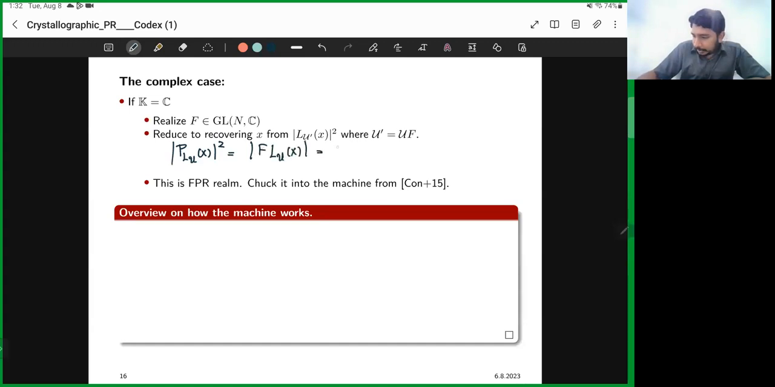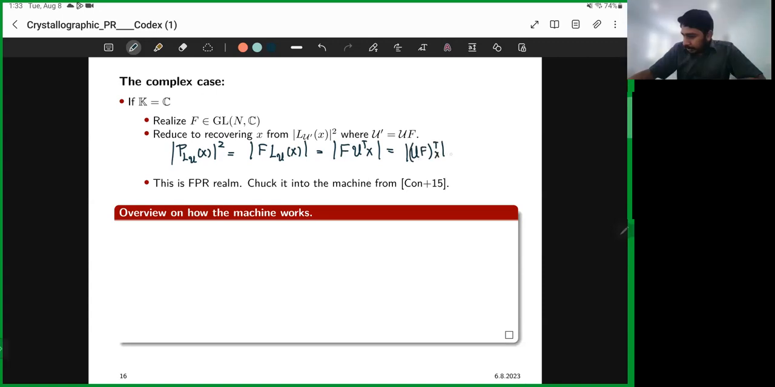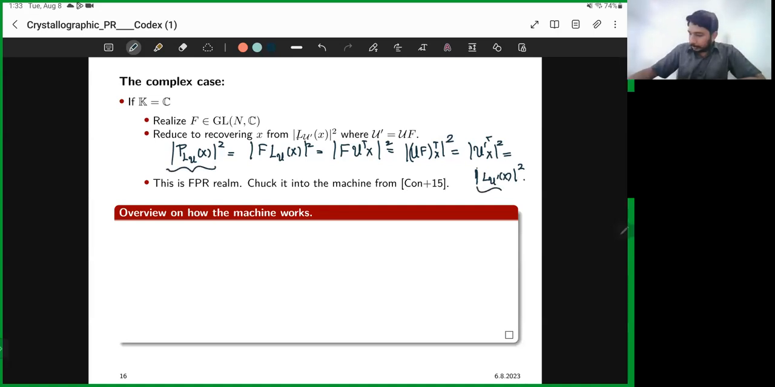Well, that's the same thing by definition, LU of X is U transpose X. This is something we realized: F is a symmetric matrix, so F is the same thing as F transpose. So this is UF transpose X. Well, that's U prime by definition. Oh, I'm leaving behind all the squares after telling you how important they are to me. And there's a transpose as well. So this is U prime transpose, and that's the same thing as LU prime of X squared. So instead of doing that, I can end up doing that.